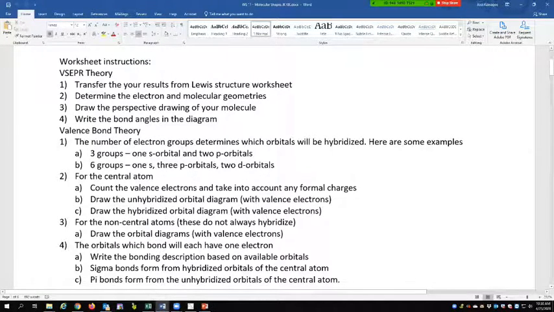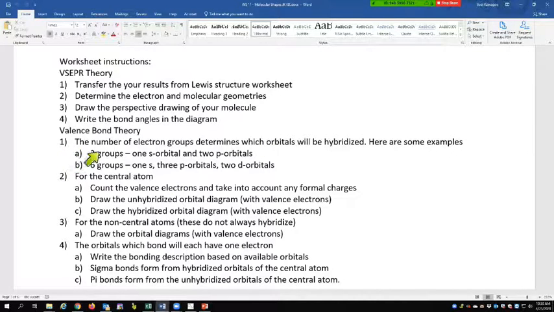So, directions here. I talked about the VSEPR theory part on Tuesday, so now we're going to look at the valence bond theory part of the worksheet. You're going to base your valence bond theory on your VSEPR theory part, so we have to have that done first. The number of electron groups tells us what orbitals will be hybridized.